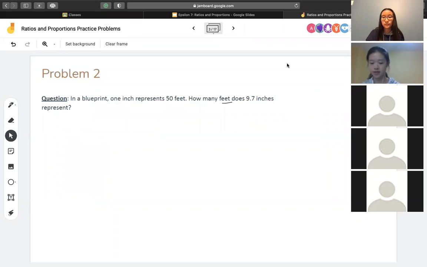Okay, so for this problem, in a blueprint, 1 inch represents 50 feet. How many feet would 9.7 inches on the blueprint represent?